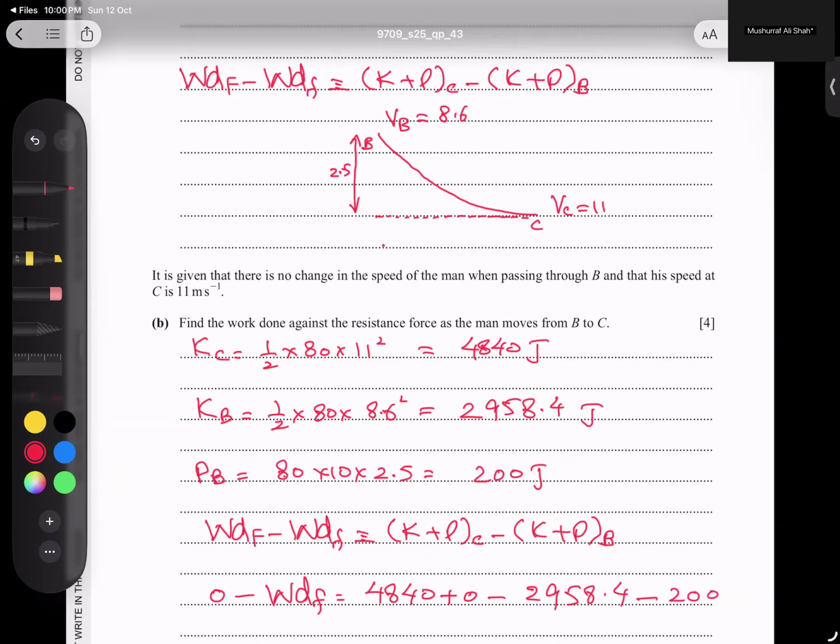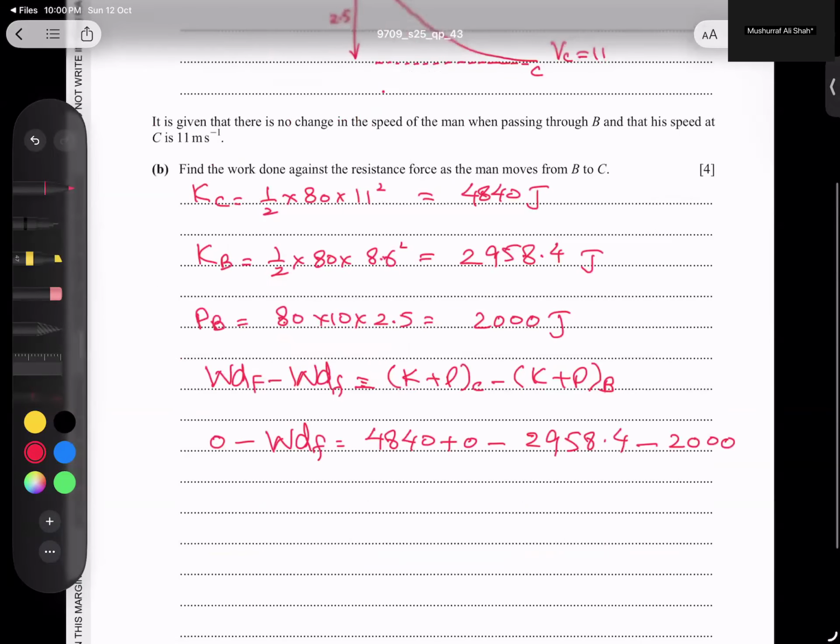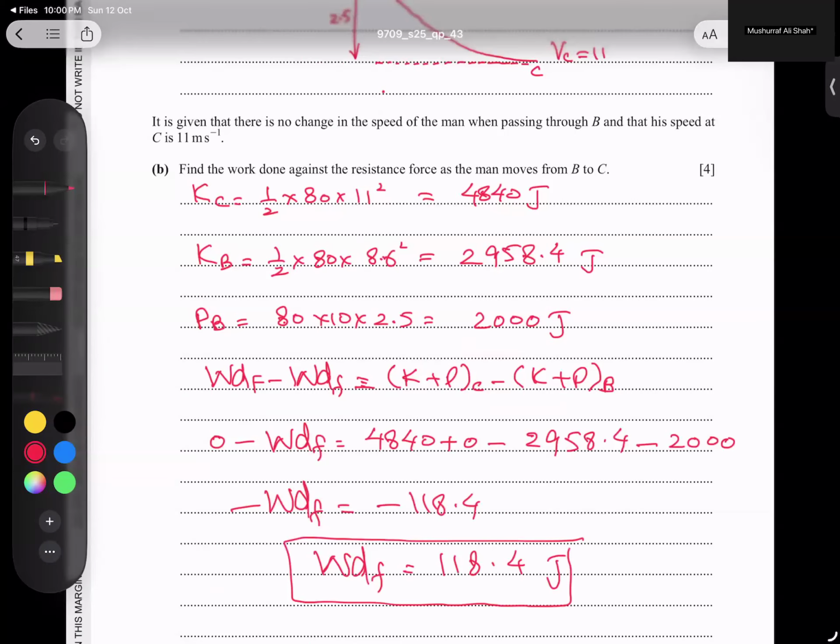Okay. Let me just recheck once again. It's 2000, sorry, not 200. This is why it was such a small number compared to the others. Okay, now it's just a matter of typing: 4840 minus 2958.4 and minus 2000. And I'm getting here negative 118.4. The negatives cancel from both sides, and the work done by frictional force is 118.4 joules.